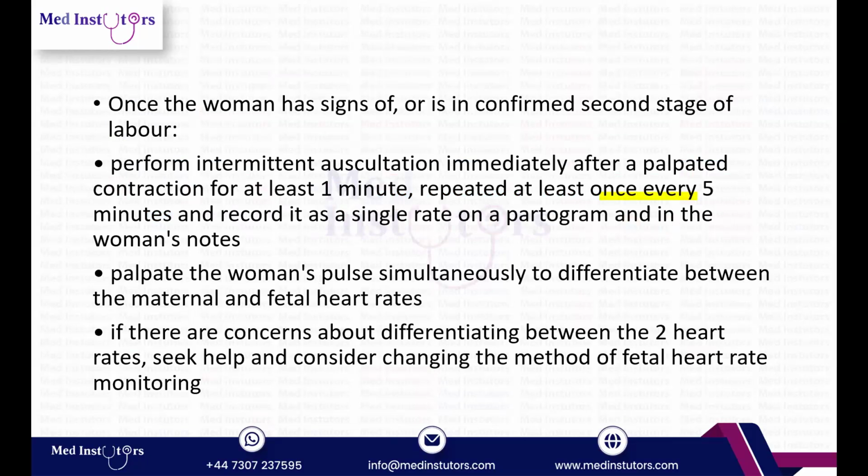Palpate the woman's pulse. And if you have difficulty differentiating between the heart rate of the mother and the baby, then you can seek help.